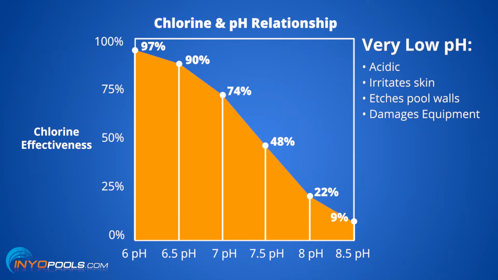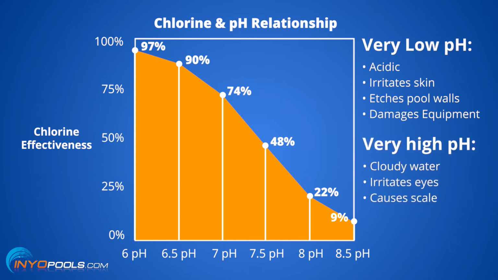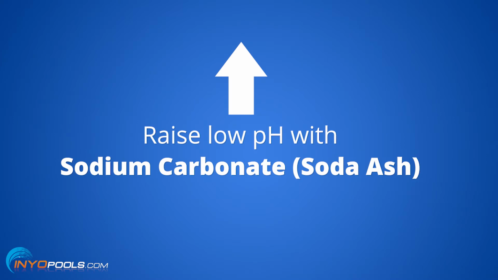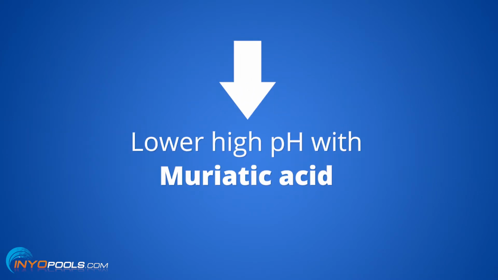And on the flip side, with a high pH, your chlorine isn't effective. But high pH can also lead to cloudy water. It can also bother your eyes. It can cause scale. So the sweet spot for pH would be somewhere between 7.2 and 7.6. If you've got low pH, you can add sodium carbonate, soda ash. And if you've got high pH, you can add muriatic acid to lower it into the proper range.